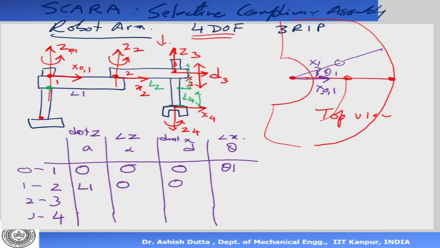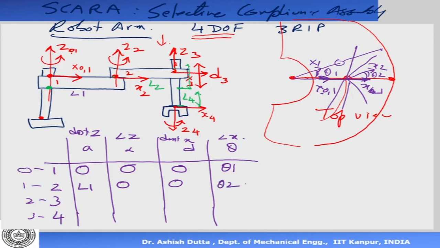Now when link 2 moves, this is my X1 going this side, and this is my X2. This is my X1, right? So when link 2 moves, what changes? The angle between them. X2 will come there and X1 is still here. So theta 2 will change. I hope you can imagine, when joint 2 is moving, what is happening in the top view? This link is moving like this. The angle between X2 and X1 is changing, which is my theta 2.